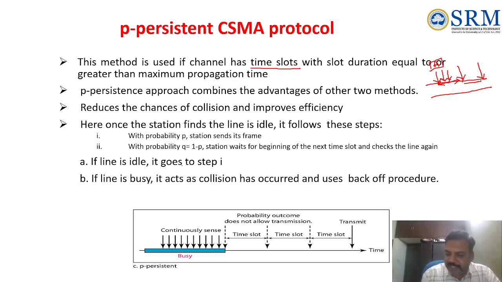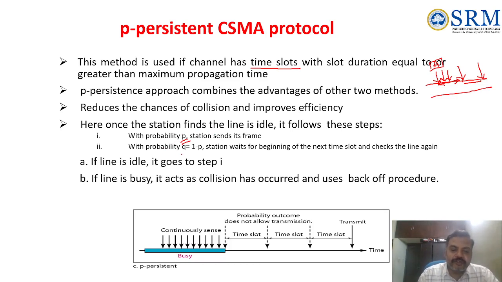So let us take an example. A station is listening to the medium. When it is listening, the medium is found to be idle. The channel is free, but the station won't immediately transmit its data. It will choose a random value P. Based on this value P, it will decide whether it will send its data or not. This P will be compared with a threshold value. If P is lesser than the threshold value, data will be transmitted. If P is greater than the threshold value, the data won't be transmitted, or vice versa, it can be anything.